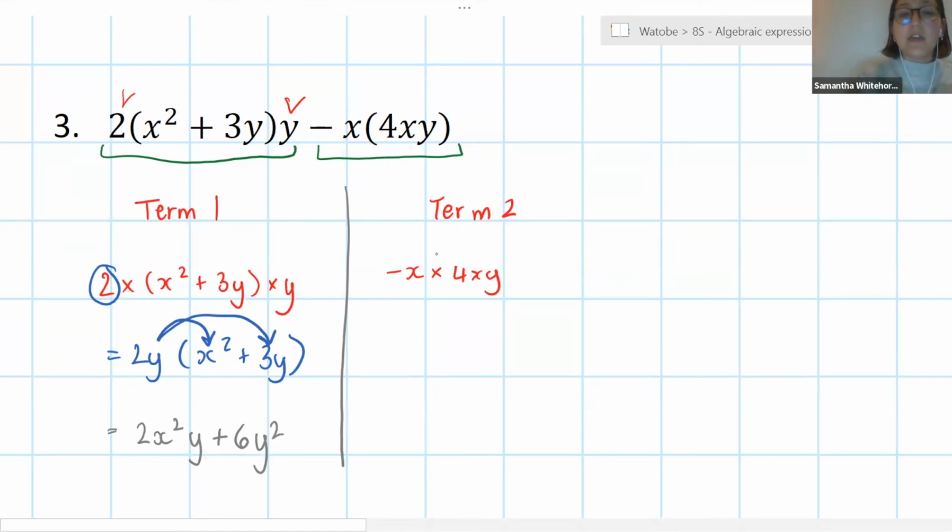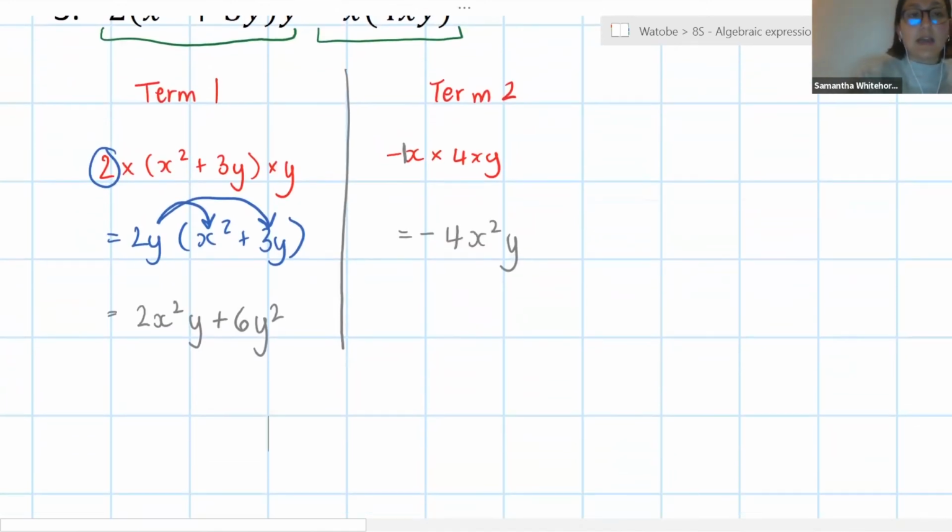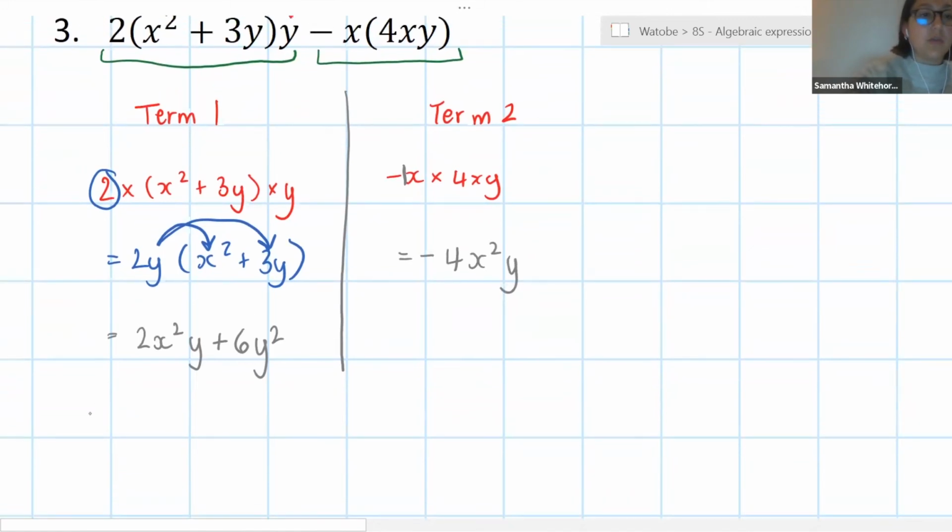And then for term 2, I've got a negative times a positive, which is a negative. There is a coefficient of 1 there, so 1 times 4 is 4. X times x is x squared, and then I've got my y. There's no y to multiply with it, so it's just y. So when I write out my expression with all of those things together, I've got 2x squared y plus 6y squared minus 4x squared y.